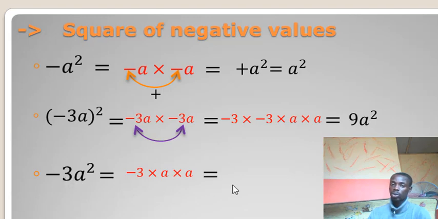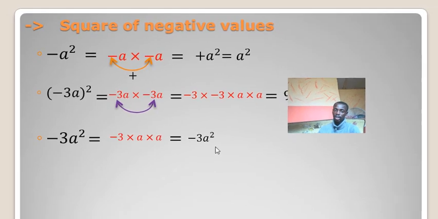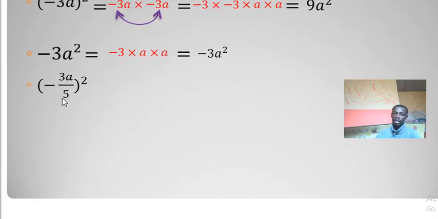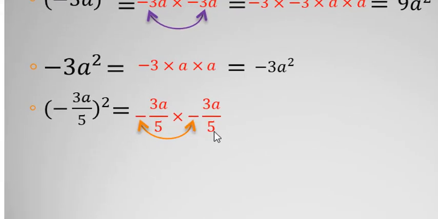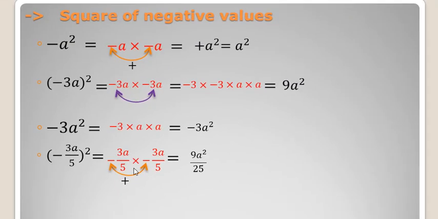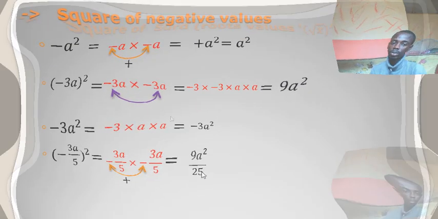So that equals minus 3a squared. Okay? Now, the last one I think in this example, minus 3a over 5 all squared. And that is simply minus 3a over 5 multiplied by minus 3a over 5. Now we'll multiply the two negative signs out to give us positive, and that is going to be equal to 9a squared over 25. How? 3a multiplied by 3a will give 9a squared, over 5 multiplied by 5 will give 25.